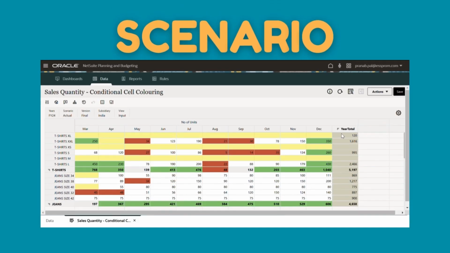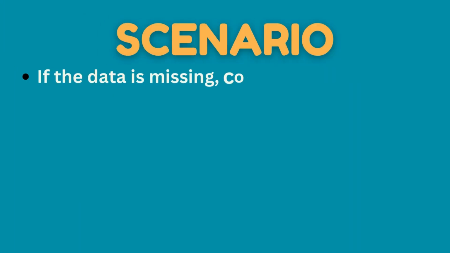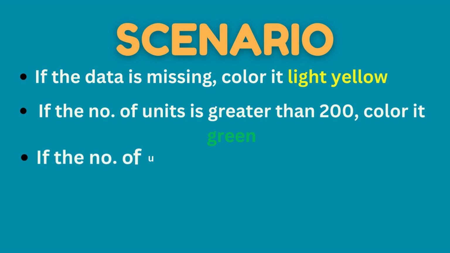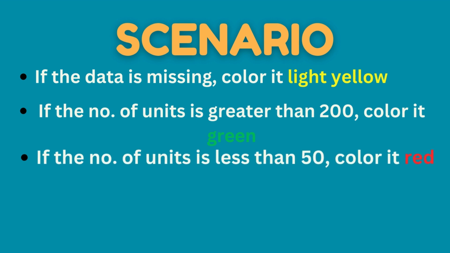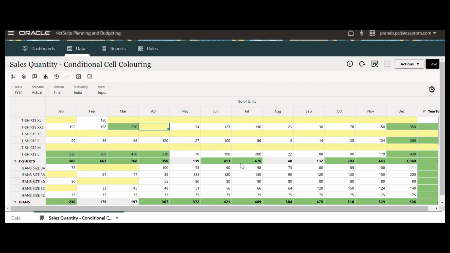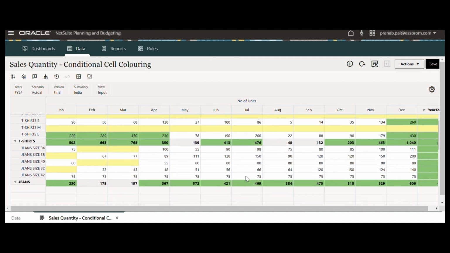Let's take an example of a simple scenario. If the data is missing, color it light yellow. If the number of units is greater than 200, color it green. If the number of units is less than 50, color it red. And make the year total value as gray. Now, if we go for validation rules for this in forms, we must set the required conditional formatting.